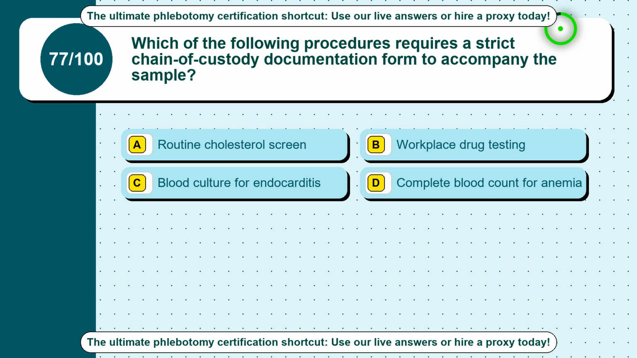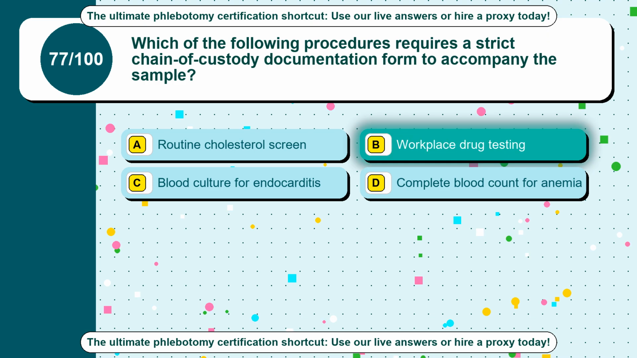Question 77. Which of the following procedures requires a strict chain of custody documentation form to accompany the sample? Option A. Routine cholesterol screen. Option B. Workplace drug testing. Option C. Blood culture for endocarditis. Option D. Complete blood count for anemia. The correct answer is option B.